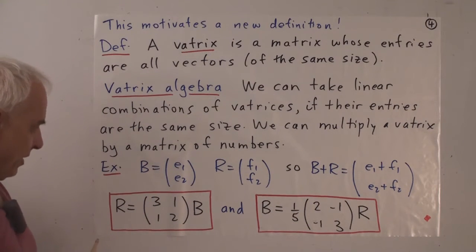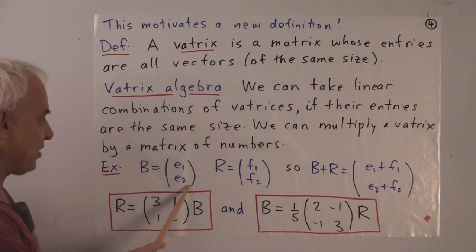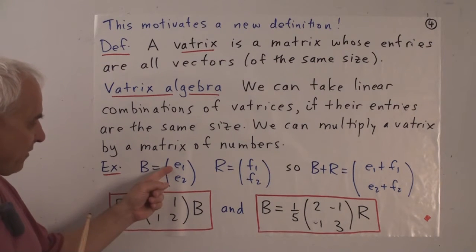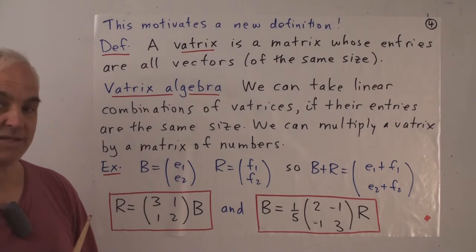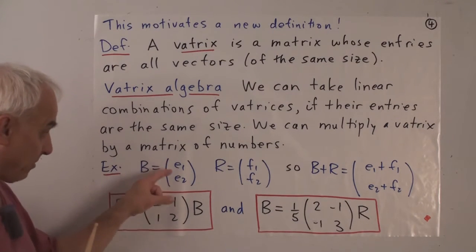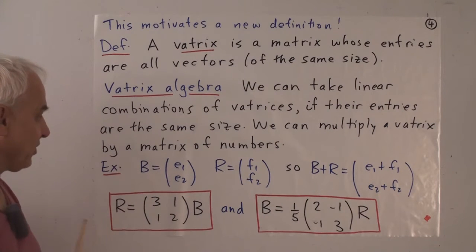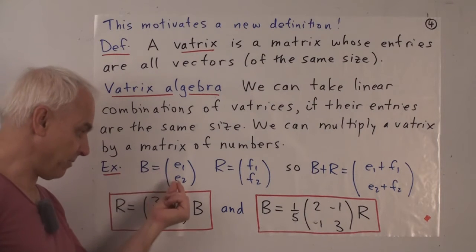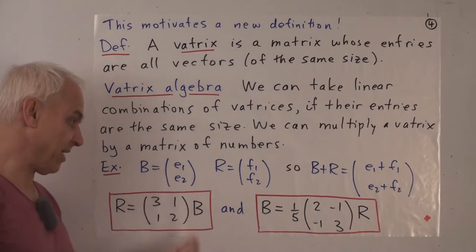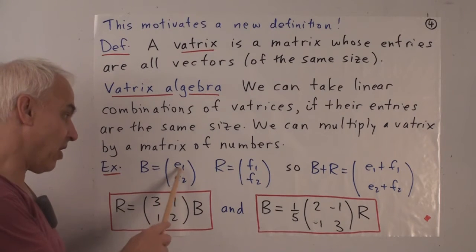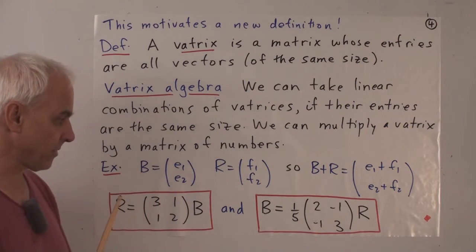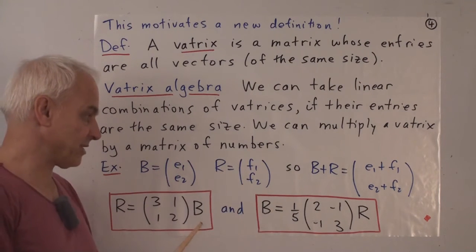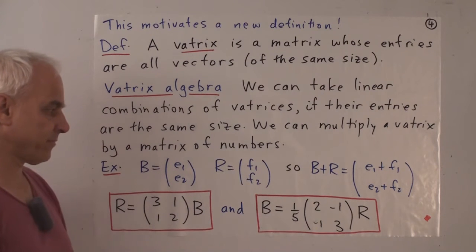For example, the kind of thing that we're actually interested in is a vatrix whose entries are basis vectors. Here are the vectors E1 and E2 from Bob's basis. We can put them together in a matrix, actually in a vector, but it's a matrix, and we can call that B. This object is actually something new. It's a vatrix because it looks like a matrix, but its entries are themselves vectors. Correspondingly, Rachel's basis gets expressed in terms of the vatrix R, F1, F2.